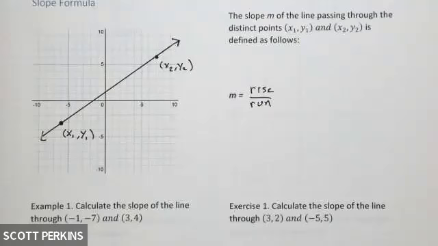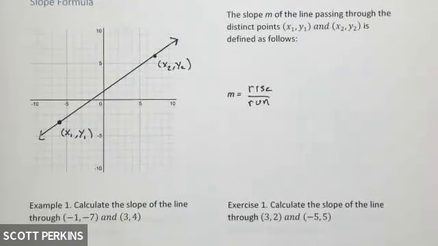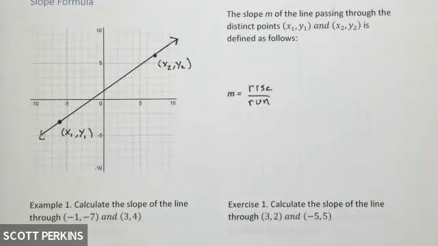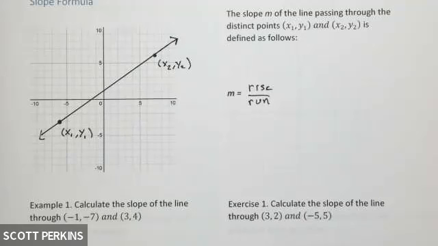To be quite honest, it was probably René Descartes that made that choice, and it was arbitrary. He could have said run over rise is slope, but he didn't, and so we're stuck with the result. Okay, it's rise over run.